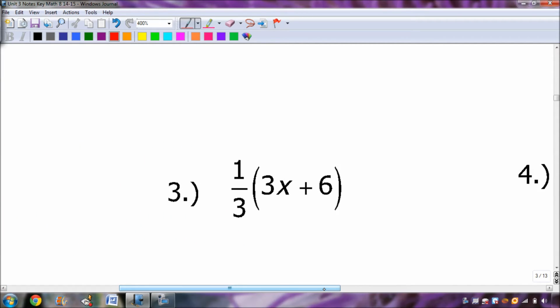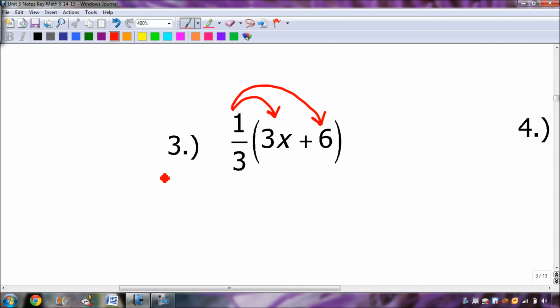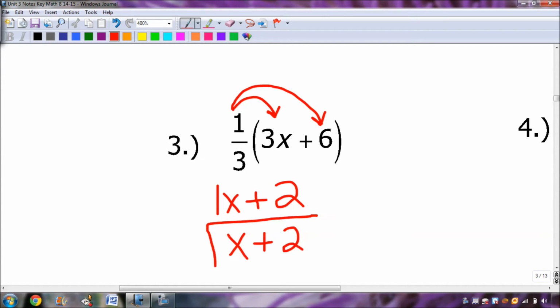Okay, let's look at number 3. 1/3 gets multiplied to 3x, and 1/3 gets multiplied to 6. Well, hopefully you know that 1/3 of 3, if I take 3 and take 1/3 of it, means I'm just going to divide it by 3, so I get 1. So this is 1x. And then 1/3 of 6 is 2, so I get 1x plus 2, or I can just say x plus 2.